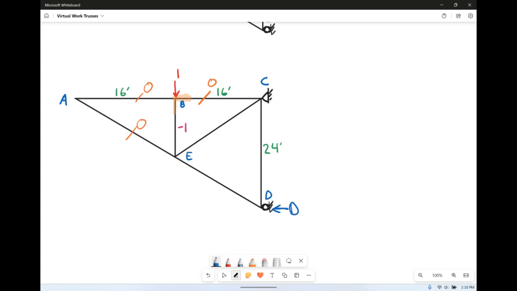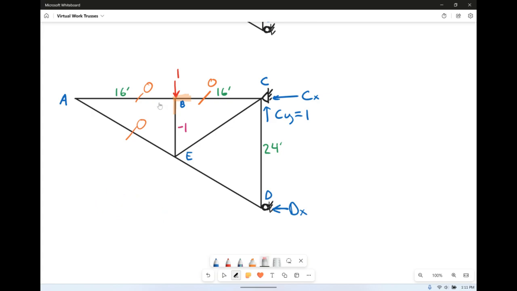We have dx here, we have cx, and we have cy. So to start with, if we just sum the forces in the y direction and set it equal to 0, we're going to find that we have the 1 load going down at B and cy. So cy is equal to 1. So we can go ahead and write that over here.